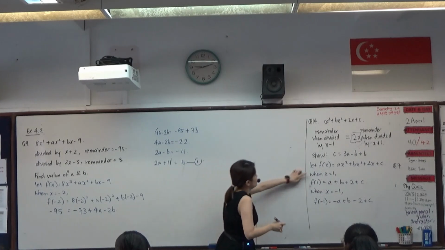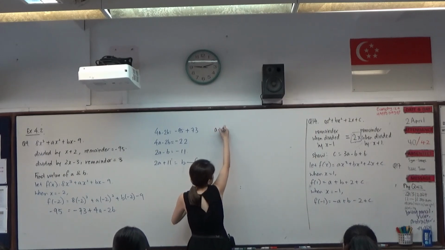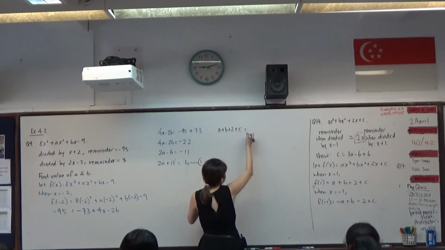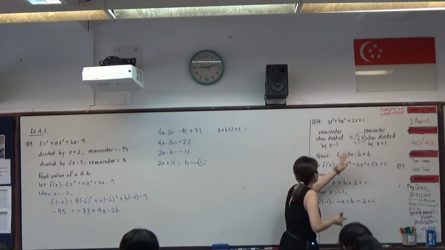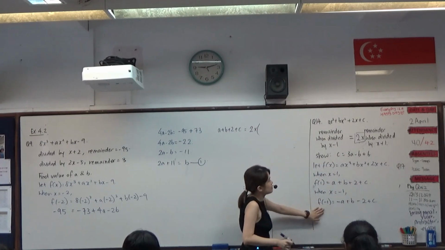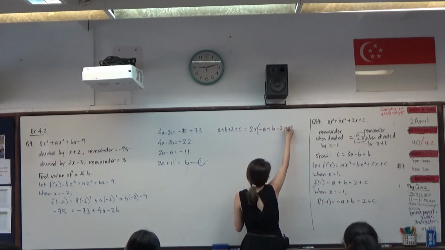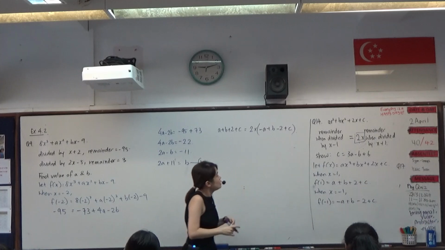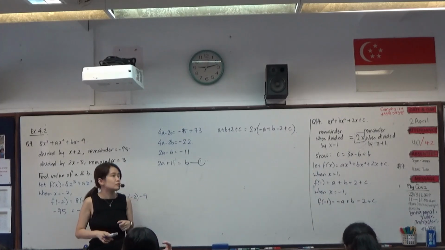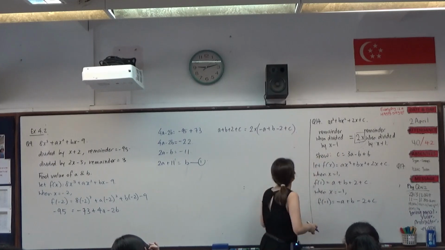Okay, so when divided by x minus 1, this is our remainder, which is a plus b plus 2 plus c. And then it's equal to 2 times the remainder when divided by x plus 1, which is negative a plus b minus 2 plus c. Essentially what the question wants you to do is to make c the subject. Okay, so c is the single one on the left hand side.